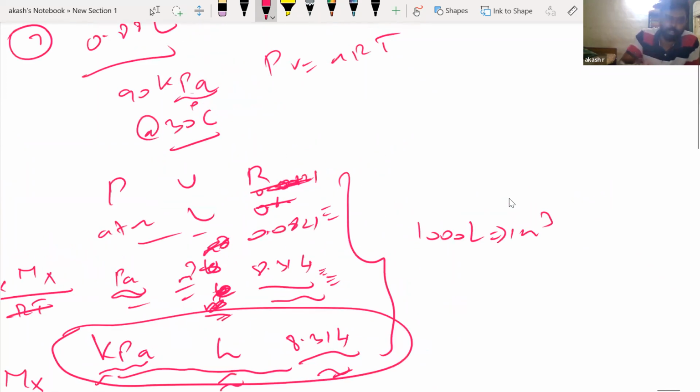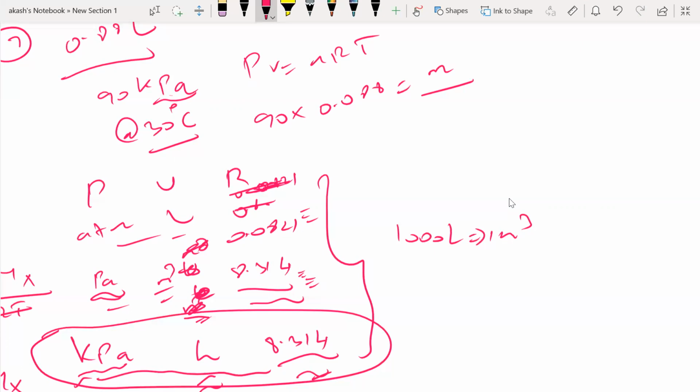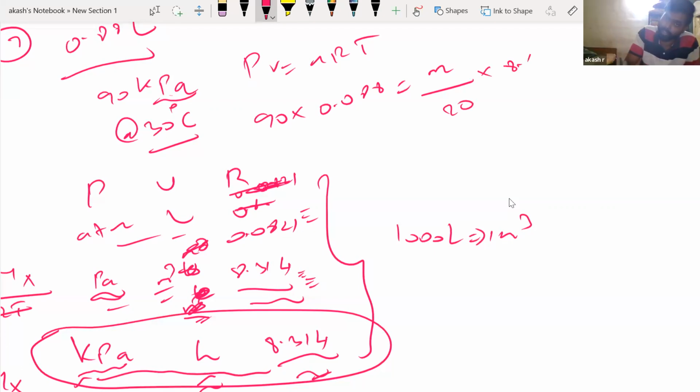So directly you can substitute here. Pressure is 90 kilopascal; you can just keep it as kilopascal. Into volume, 0.88. Into number of moles, we don't know. What gas are we talking about? Neon. So the number of moles is the given mass divided by molecular mass. Molecular mass of neon is 20. Into R, whose value is 8.314. And the temperature is given as 30 degrees Celsius, that is 303 Kelvin. So you will get the mass to be almost 0.63 grams.